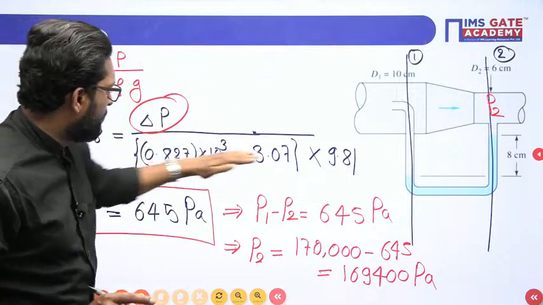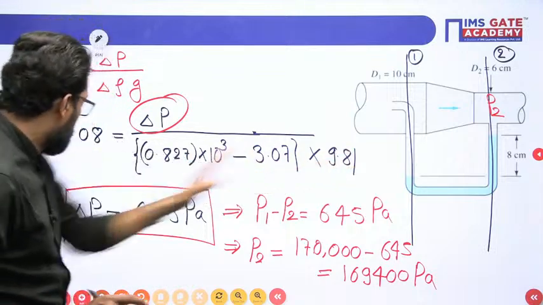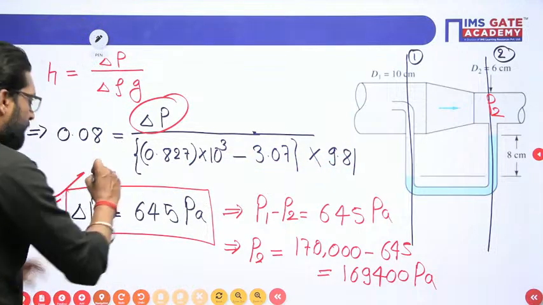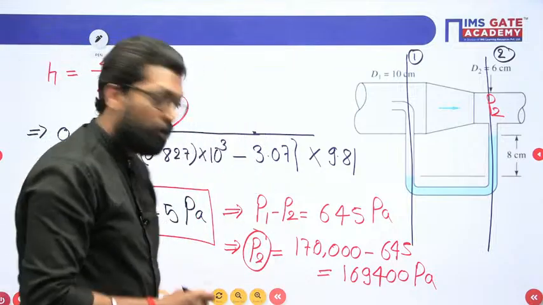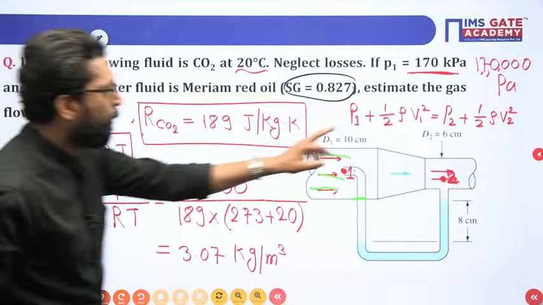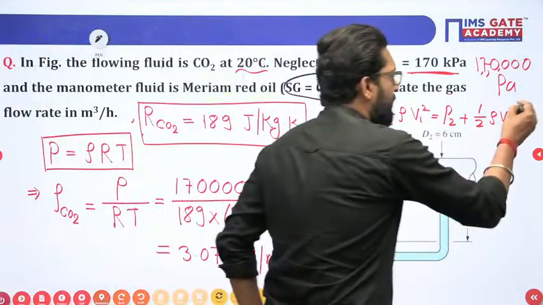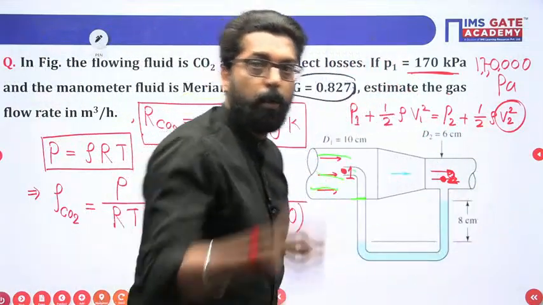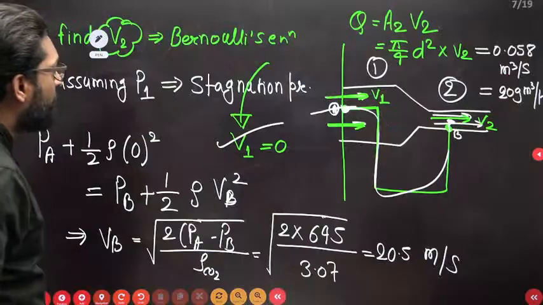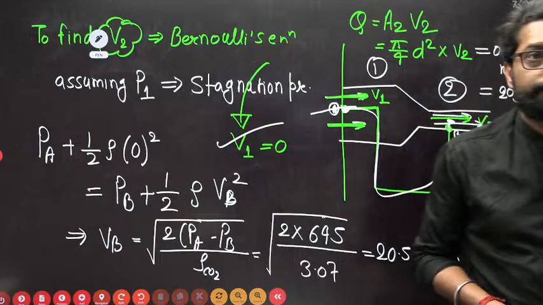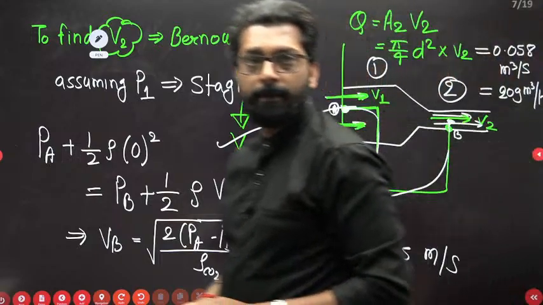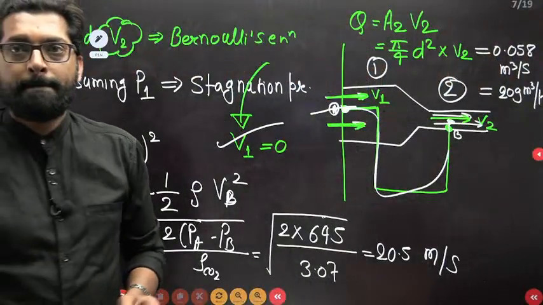Now, density difference into g. Once you find delta P, you can find P2. If you find P2, put the value here and you can easily find V2. Once you find V2, just apply the continuity equation, A2 into V2, that's it. Is there any problem?